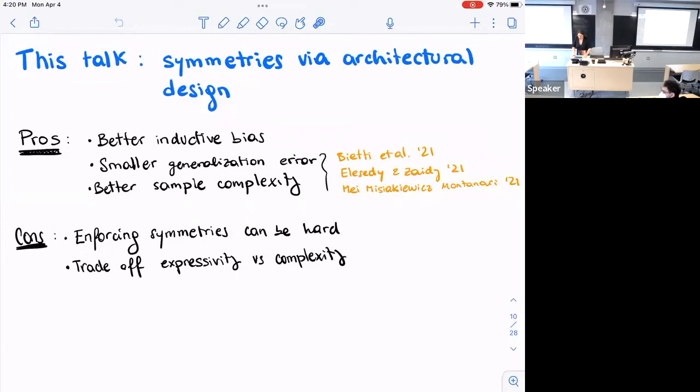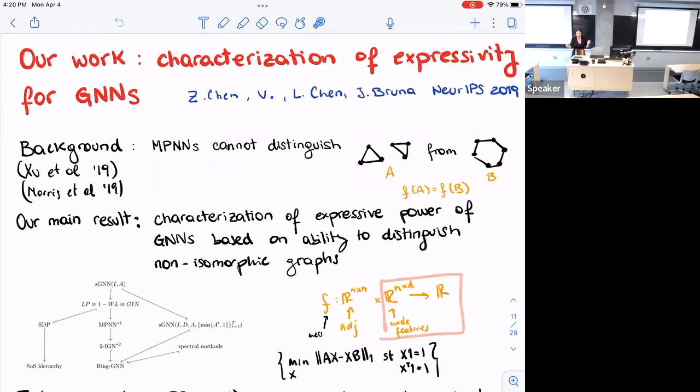But the disadvantage of this is that enforcing the symmetries can be hard, because if you want to parameterize a class of functions that is very restricted, then you may need too many parameters. So there's a trade-off between being able to express everything that is invariant or equivariant and the computational complexity of that. For example, in the case of graph neural networks, this is a paper that we wrote a few years ago, and it was motivated by some work by Christopher Morris, who is a postdoc here in some department, I think computer science.